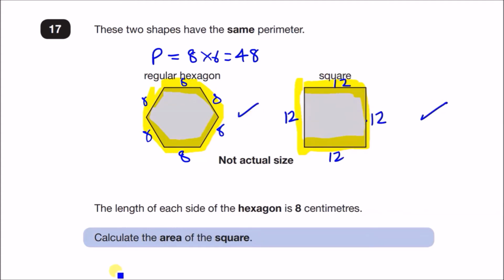Now, they want us to calculate the area of a square. Well, area of a square is just base times height. Since we know that the base of a square is 12, and its height is 12, meaning we're trying to work out 12 times 12. And that should give us 144 centimeters squared. And that's it, guys.